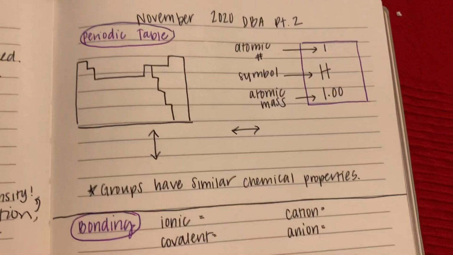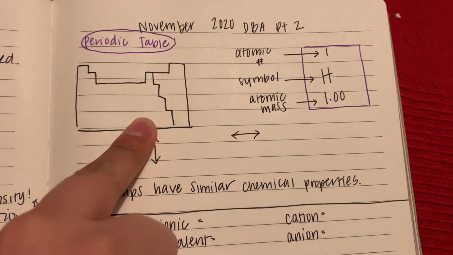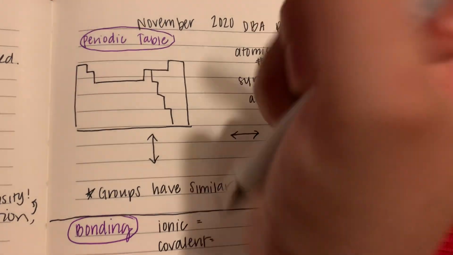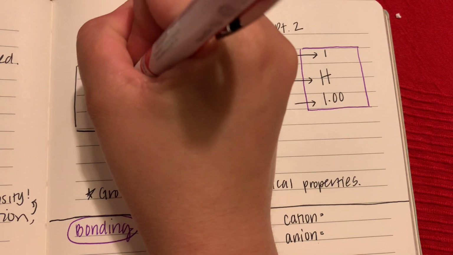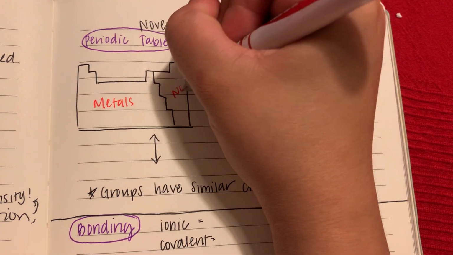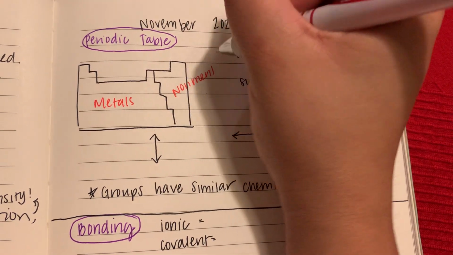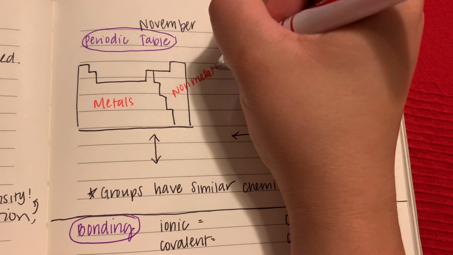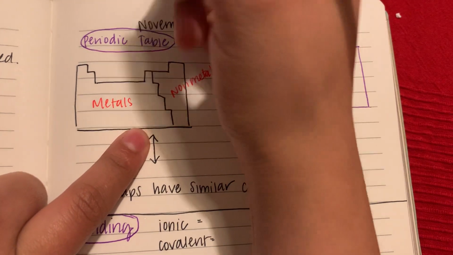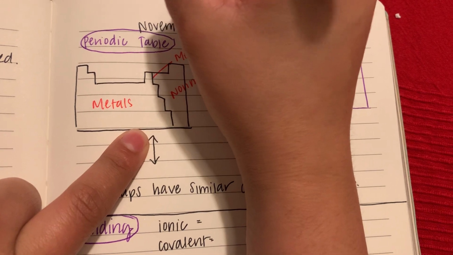All right, and just as a reminder, where are my metals and where are my non-metals on the periodic table? Left side or the what? We have metals on this side, and we have non-metals on this side of the staircase. What is the staircase called? The staircase is called the metalloids, okay?